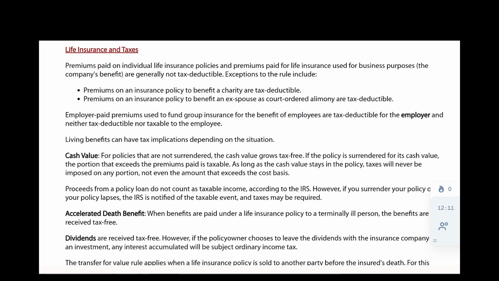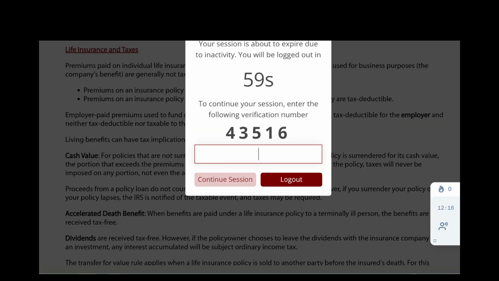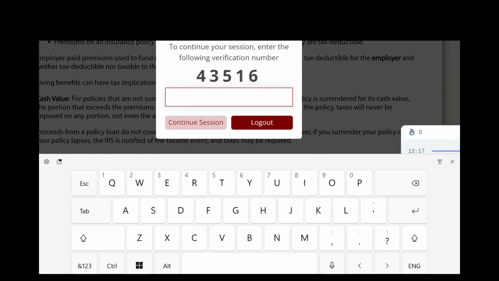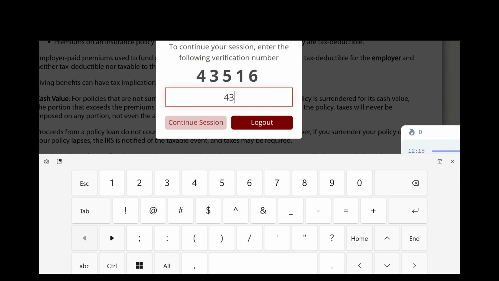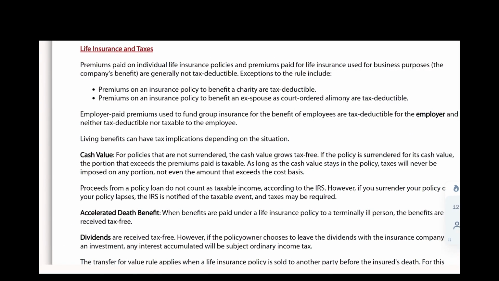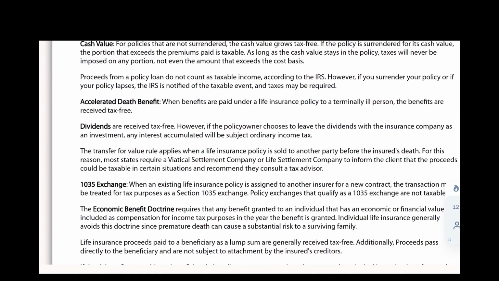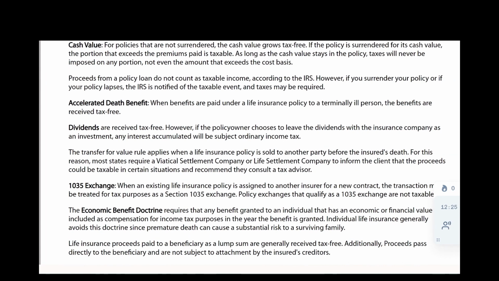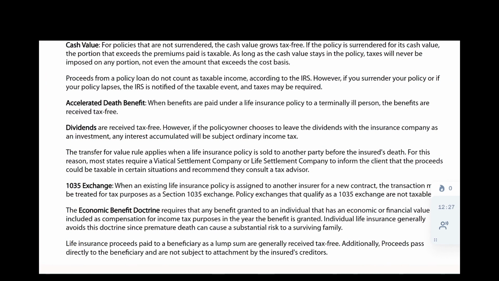Proceeds from a policy loan do not count as taxable income, according to the IRS. However, if you surrender your policy or if your policy lapses, the IRS is notified of the taxable event and taxes may be required. Accelerated death benefit. When benefits are paid under a life insurance policy to a terminally ill person, the benefits are received tax-free.